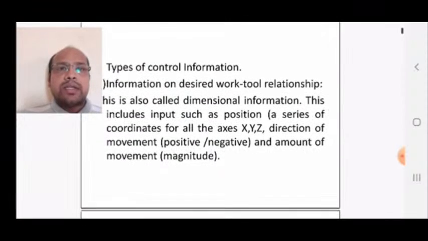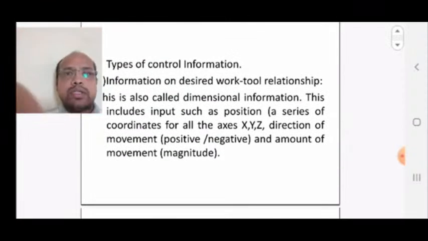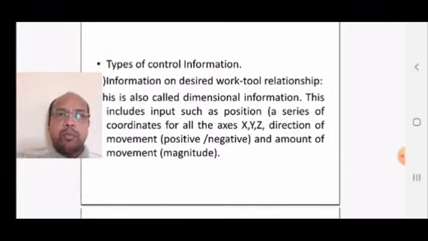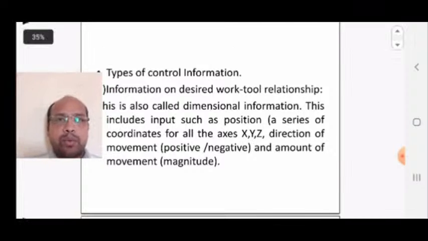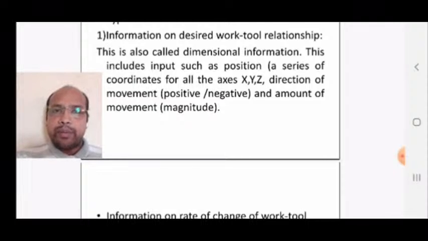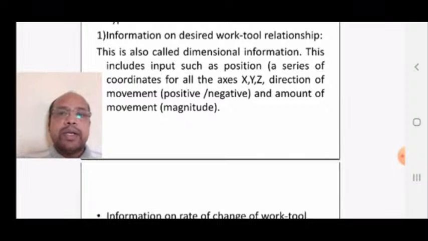Now let us understand the information on desired work tool relationship. This is important for writing a part program. This is called dimensional information. We need dimensional information for writing a part program, that is the x coordinate, y coordinate and z coordinate of tool position, and also workpiece position.